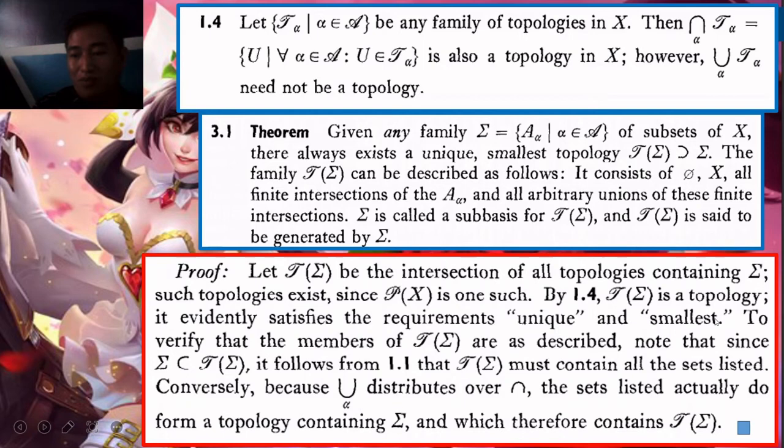So, to verify that the members of tau sigma are described, so kani sila, note that since sigma subset sa tau sigma, it follows that tau sigma must contain all the sets listed. Okay, di ba? So, tanang elements nga nasa sigma naapod sa tau sigma. Okay. So, conversely, because the union of alpha distributes over the intersection, the sets listed actually do form a topology containing the sigma and which therefore contains tau sigma.